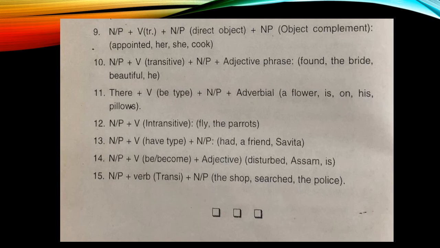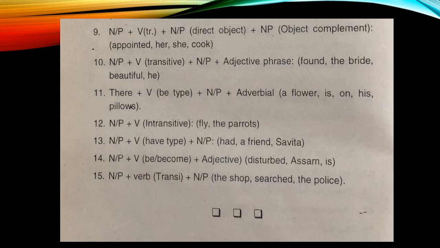Then you have there plus verb be type plus NP plus adverbial. So the sentence that would be formed will be there is a flower on his pillows. Again, we see a little variation here. The sentence begins with there, and then is the verb, which is be type. A flower is the object, and we have the adverbial on his pillows.